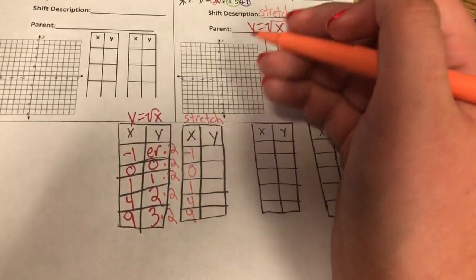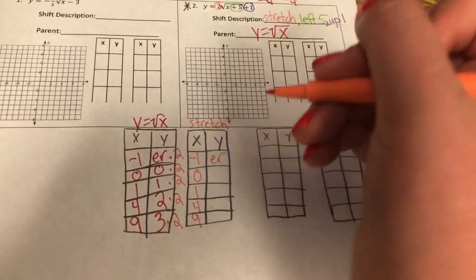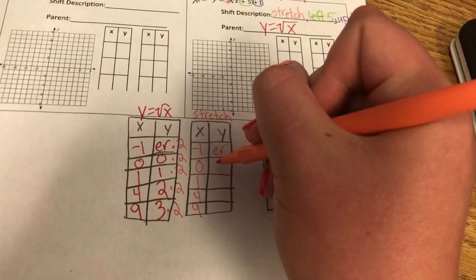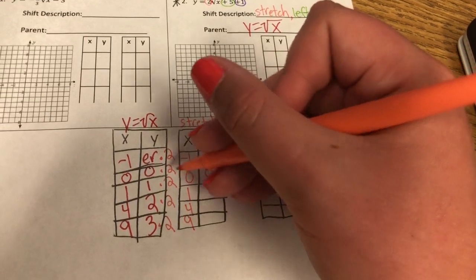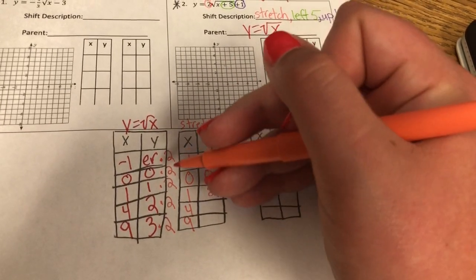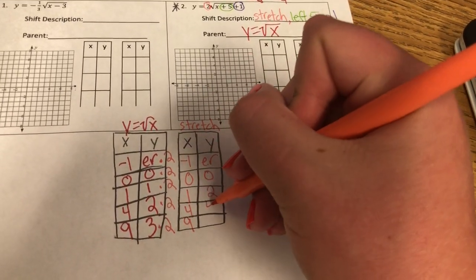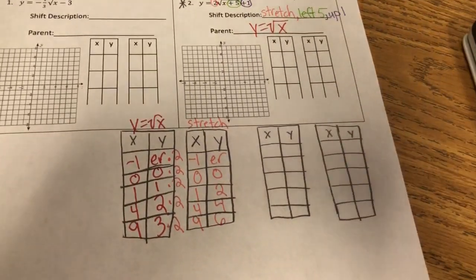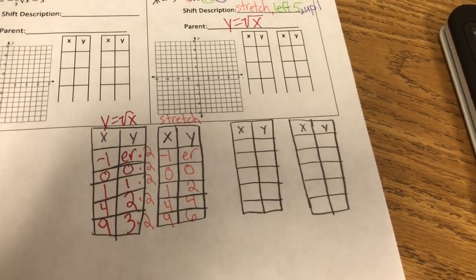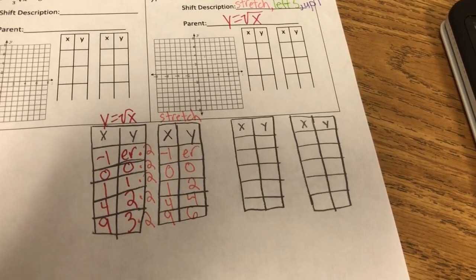So we have error times 2, still error. 0 times 2 gives us 0. 1 times 2 gives us 2. 2 times 2 gives us 4. And 3 times 2 gives us 6. So that is what our stretch does to our parent function.